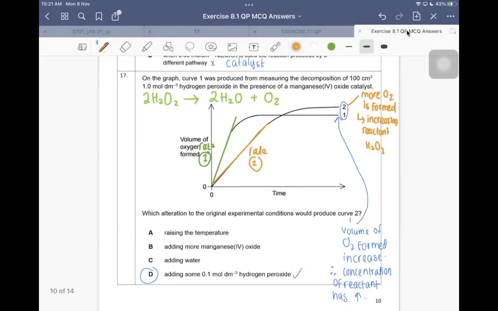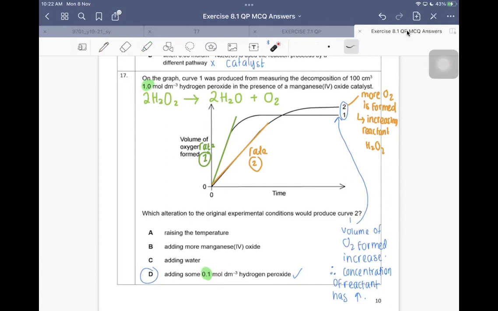The reason is because of the concentration. Initially, you've got 1 mol/dm³ of hydrogen peroxide. You are adding 0.1 mol/dm³ of hydrogen peroxide. Overall, you are increasing the amount, the number of moles, but the concentration is diluted. Okay, it's not the same concentration you're adding now. So that's why the rate of reaction slows down.